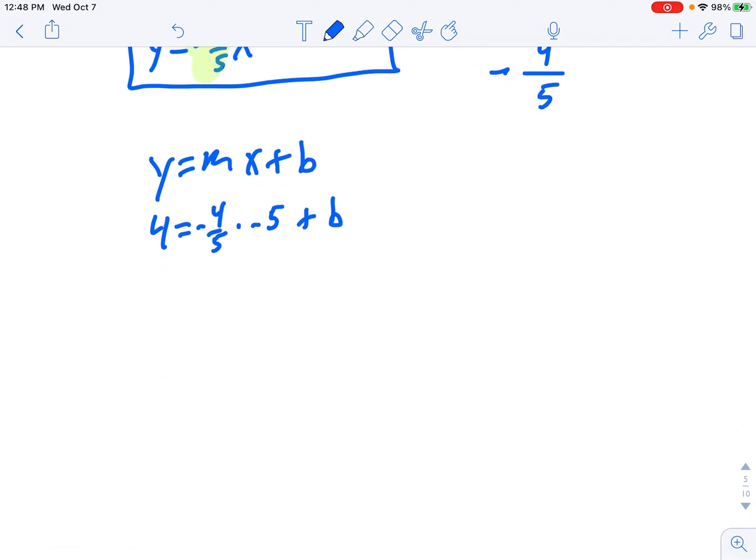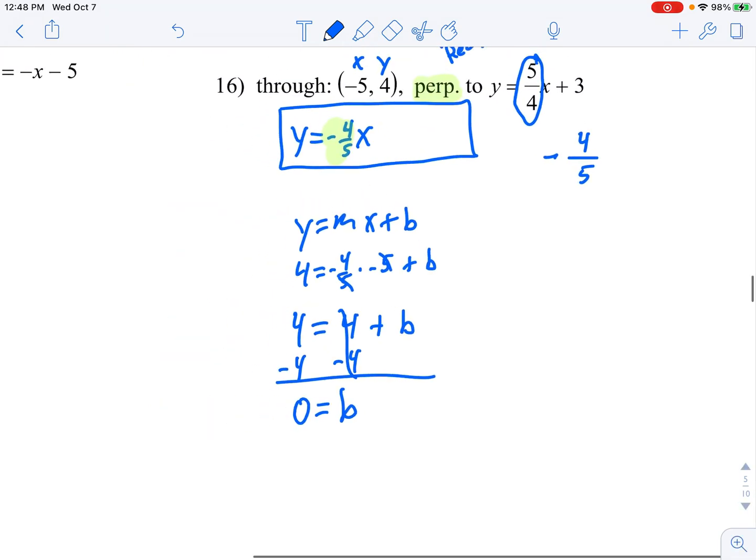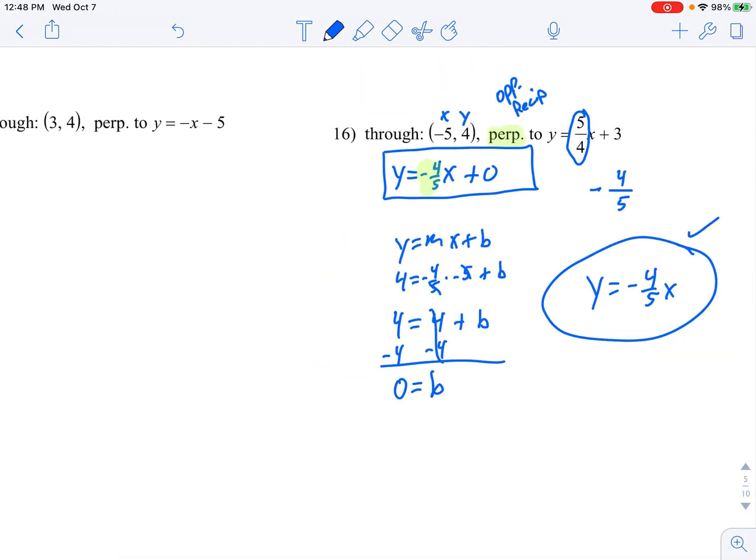Okay, so what do I have here? 4 equals negative 4/5 times negative 5. A negative times a negative is a positive. The 5's cancel. That just gives me positive 4 plus b. To isolate b, I need to subtract 4 on both sides. 4 minus 4 is 0. Oops. So 0 equals b, just like we peeked at the answer, plus 0. So we know that our final answer, y equals negative 4/5 x. You don't need to write the plus 0, and there it is. We already looked at the answer before we started, so we're good.